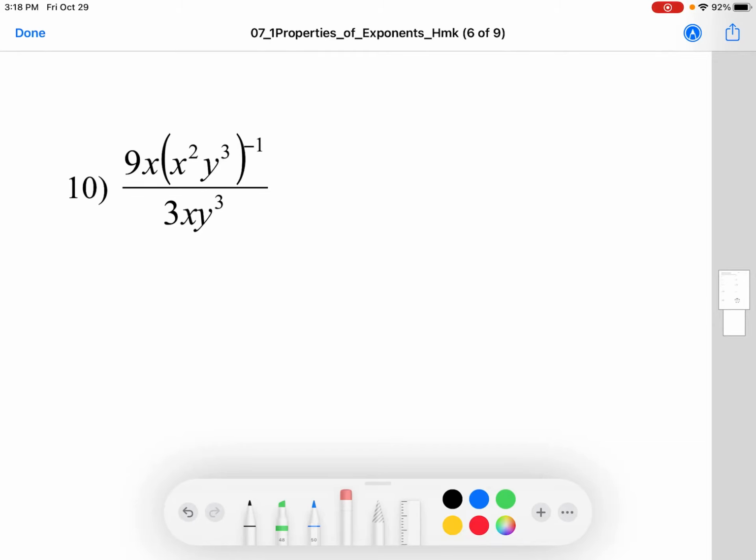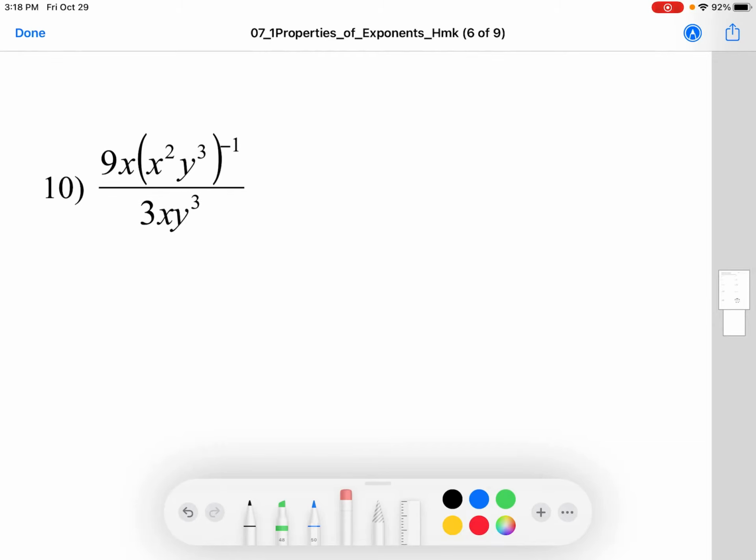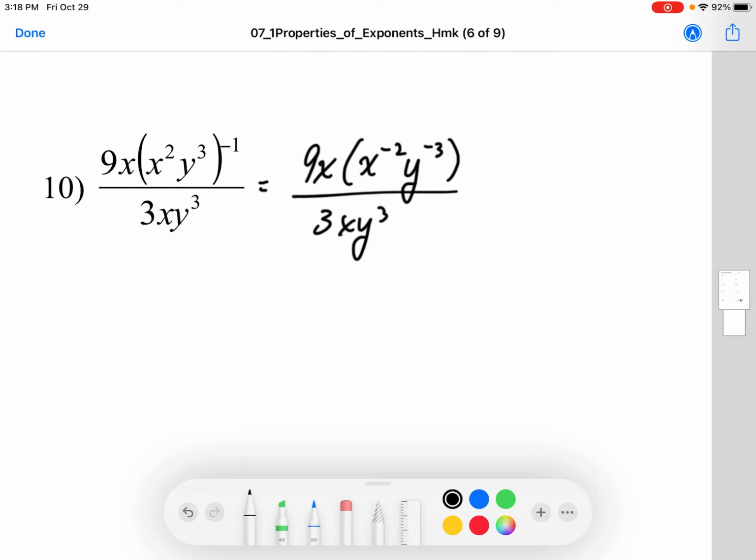For question number 10, we have a negative exponent here, so we want to be able to apply that, but we want to maybe get rid of those brackets first, and then we'll work out the rest. There's lots of different ways we can do this. One way is to apply the power into the brackets, and then I end up with x to the negative 2, y to the negative 3, and that's all of 3xy cubed.